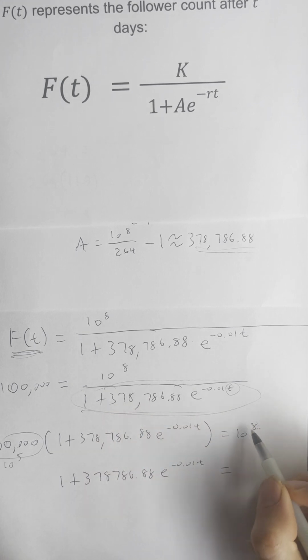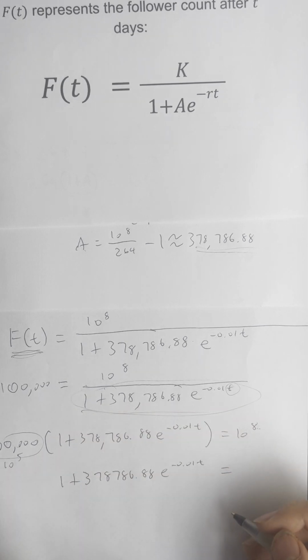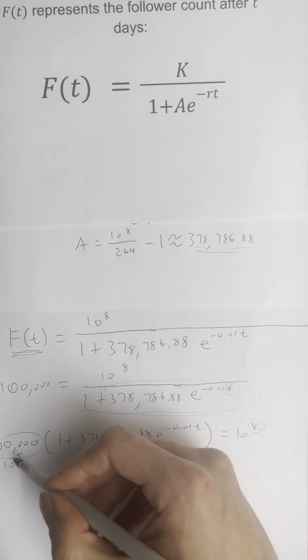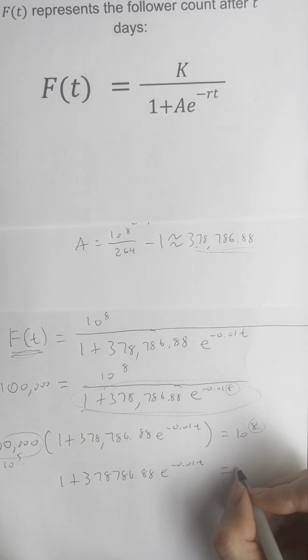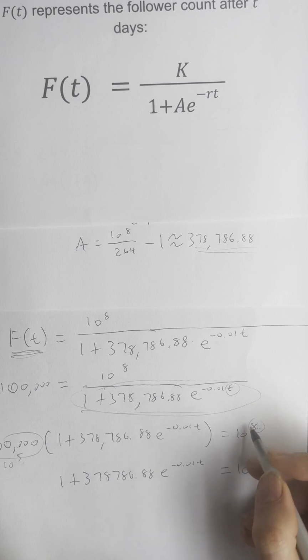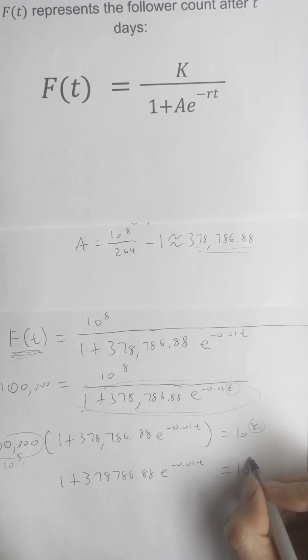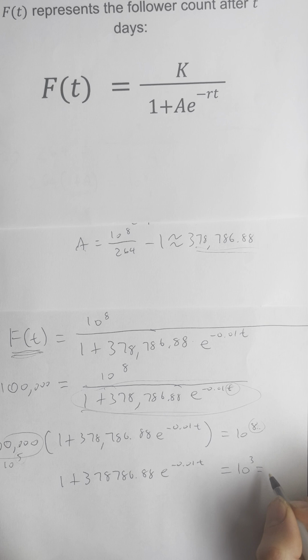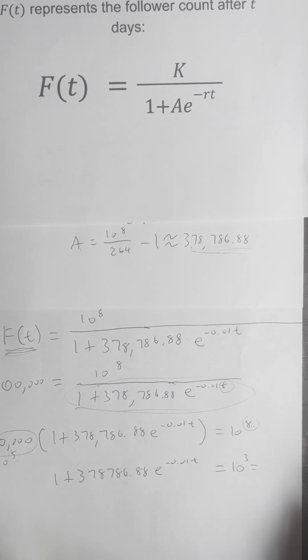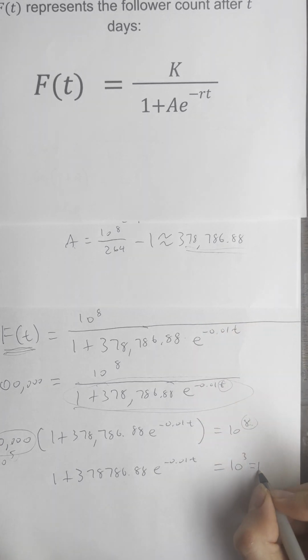So 10 to the power of 8 divided by 10 to the power of 5. What do I need to do with 8 and 5? I need to subtract them. So 8 minus 5 is how much? 3. And 10 cubed is how much? 1,000.